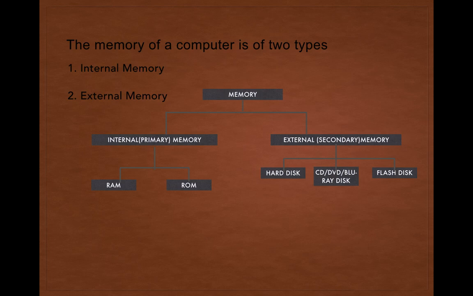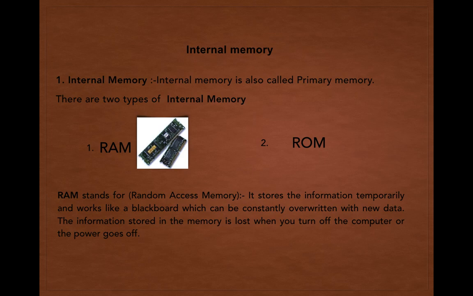We have seen the main memory where it is inside the CPU box, and external memory like hard disk, CD, DVD, Blu-ray disc, floppy disk, etc. Internal memory, we have RAM and ROM. RAM stands for random access memory. Now how does it work? Let us see. It stores the information temporarily, like a blackboard.